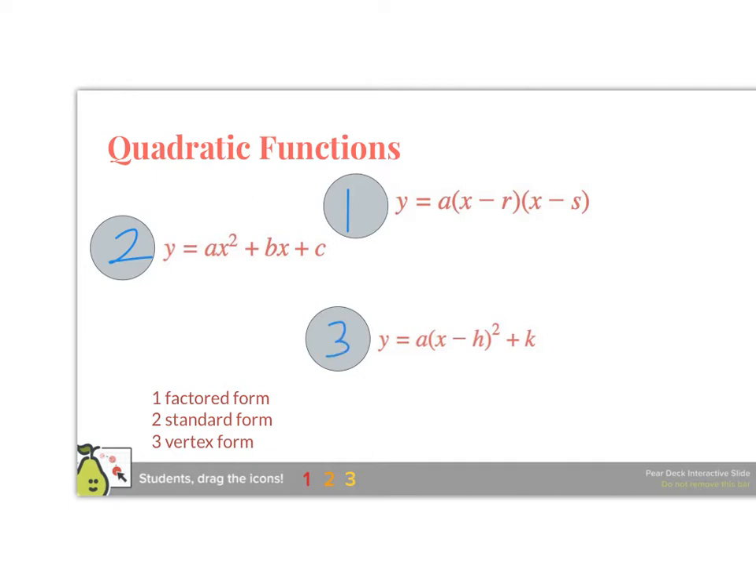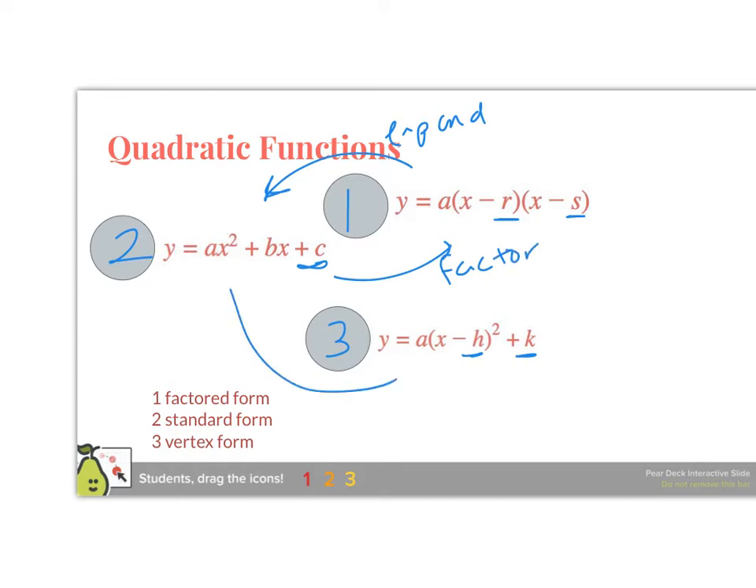The factored form gives us the roots, r and s. The standard form gives us the y-intercept, and the vertex form, of course, gives us the vertex. We can expand factored form to get standard form, and we can factor standard form to get factored form. We can also expand vertex form to get standard form.